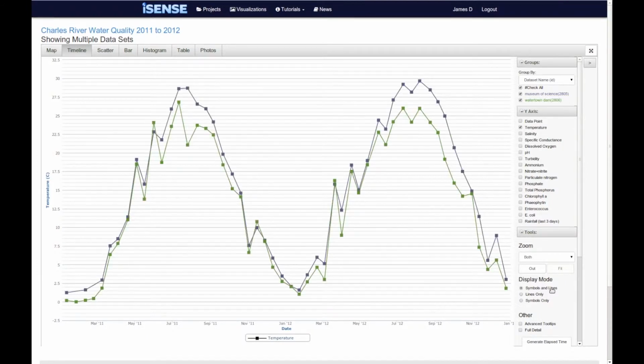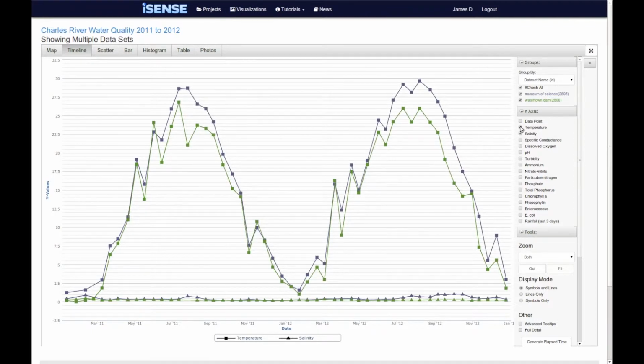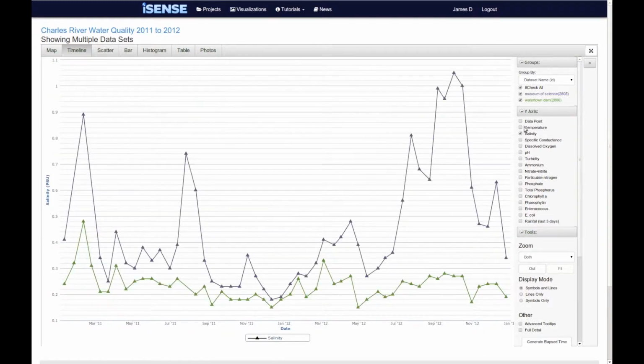So let's take a look at salinity. And we can see that I could show multiple things on a timeline right now. Squares represent temperature and triangles represent salinity, but they're on two different scales, so let's only look at salinity. Now, we were wondering whether salinity was higher at the Museum of Science, and over time we can see that yes, it was higher, it never got lower than the other point.